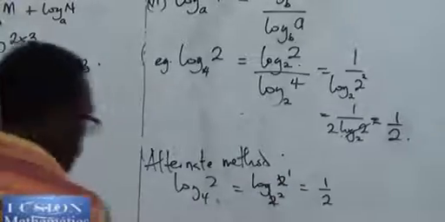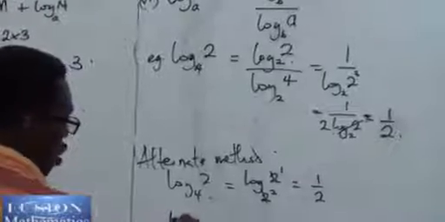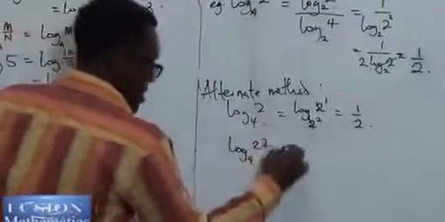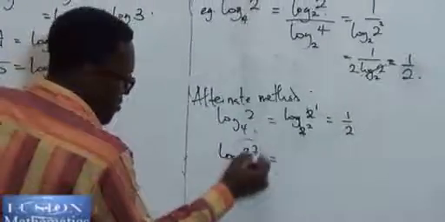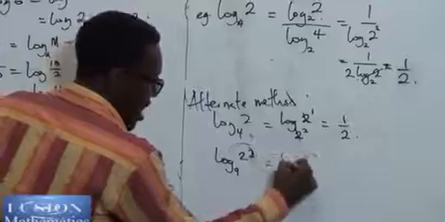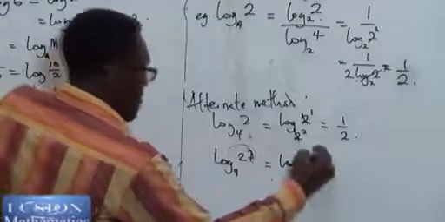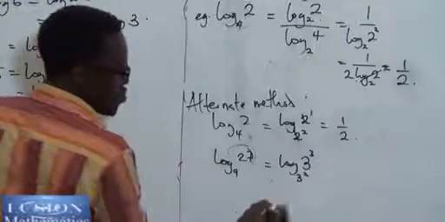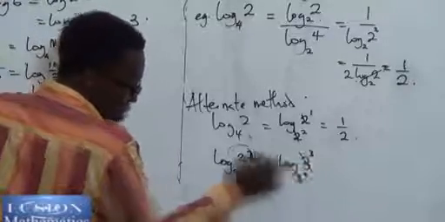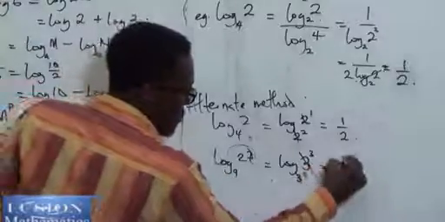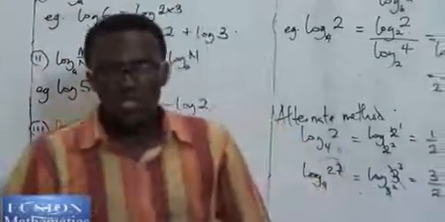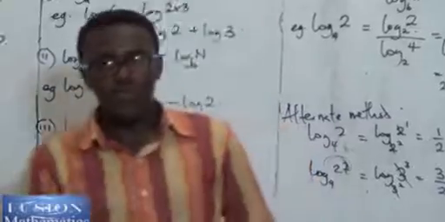Let me give you another example. If you have log, let's say 27 base 9. The same way, this is the same thing as simplifying. 27 is the same thing as 3 raised to the power 3. And 9 is the same thing as 3 raised to the power 2. So the base 3 will cancel, and we have 3 all over 2. To make it easier and faster. So these are the laws of logarithm.